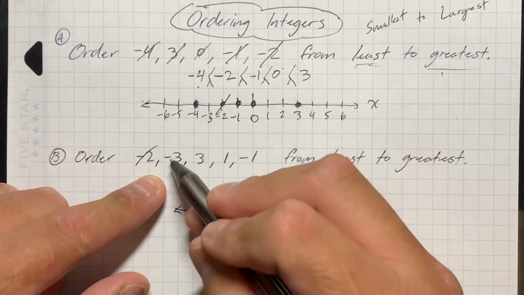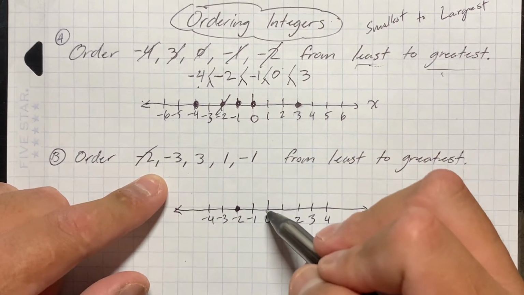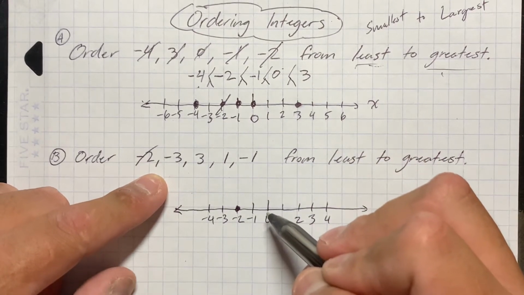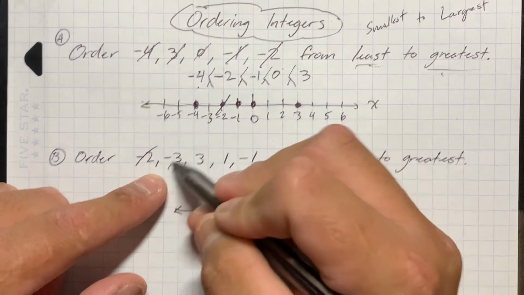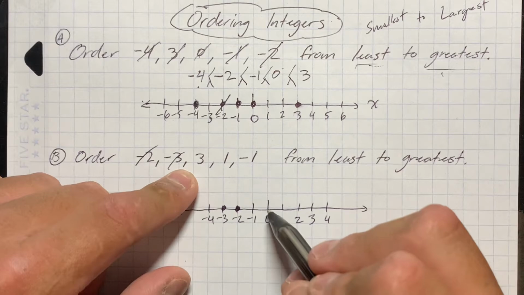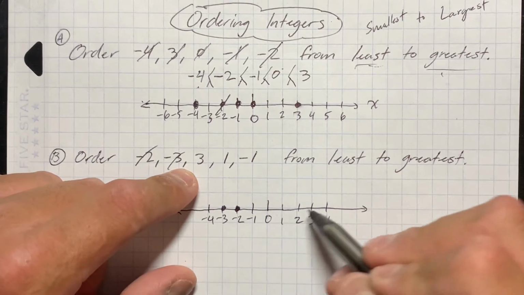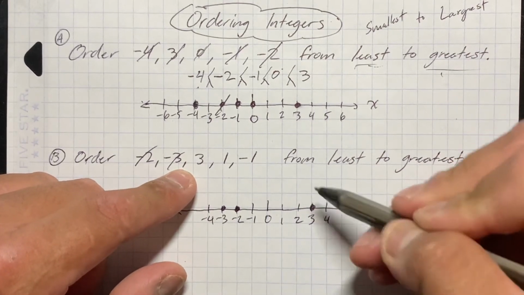And then we have -3. Start from origin. Always start from your origin. Always start from the beginning. And -3 is right here to the left. And then we have +3. Start from your origin. Always do that. And there's +3. Plot there, graph that.